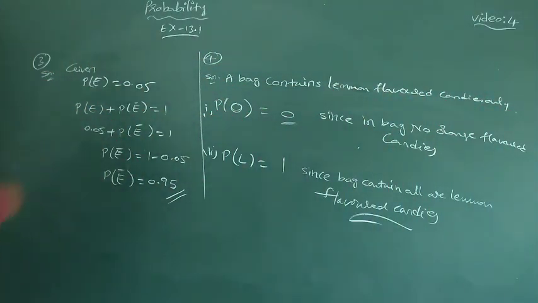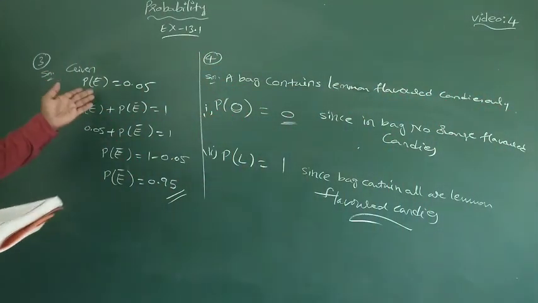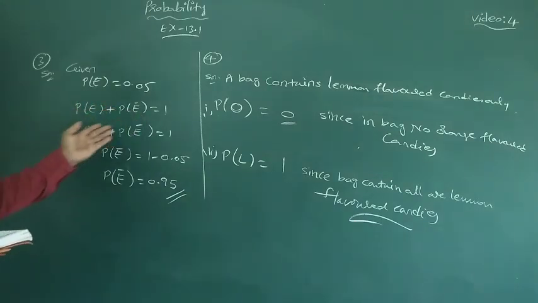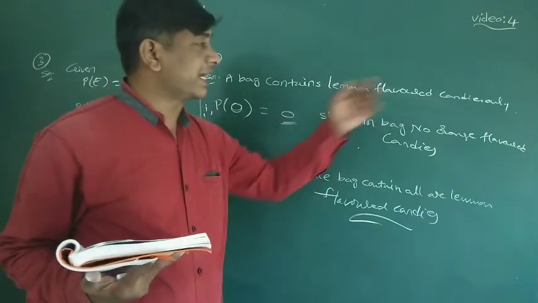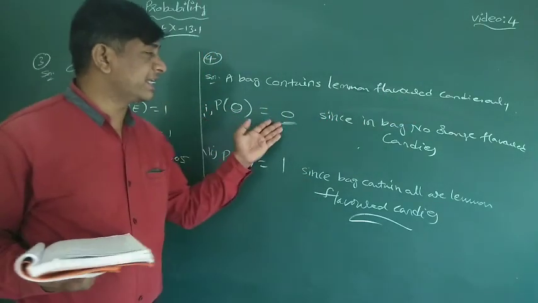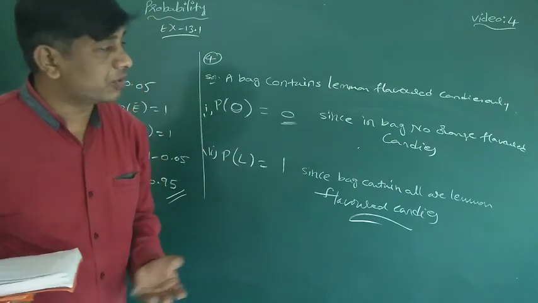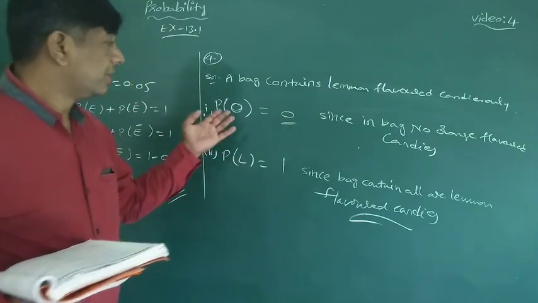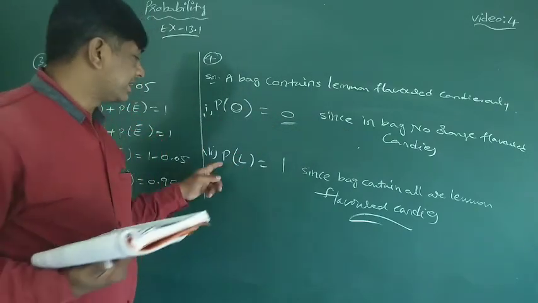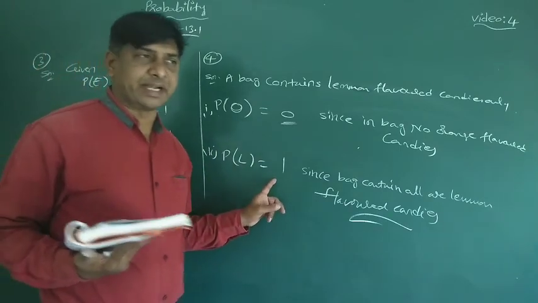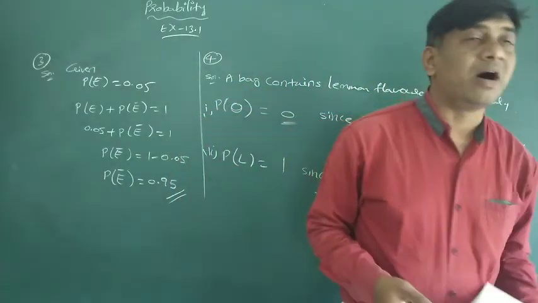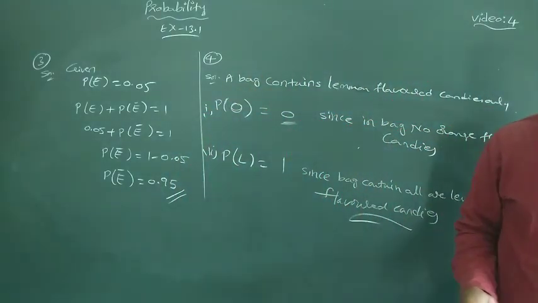So probability of an event is equal to 0.05, and probability of a not event is 1 minus 0.05, which is 0.95. A bag contains only lemon flavored candies. So probability of an orange is equal to 0, since in the bag there are no orange flavored candies. Probability of lemon flavored candies is 1 because it is a sure event, definitely, because the bag contains all lemon flavored candies only.